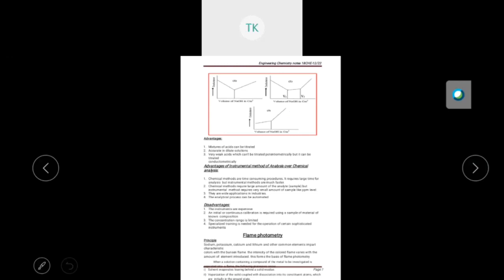So what are the advantages of this conductometric estimation? Mixture of acids can be titrated, accurate in dilute solutions, and very weak acids which cannot be titrated potentiometrically can be titrated here conductometrically. So by this, I have finished the conductometry instrument.